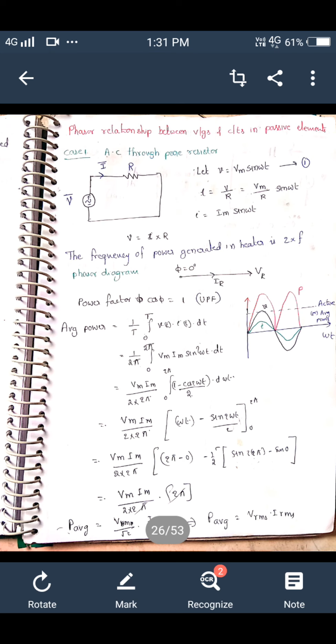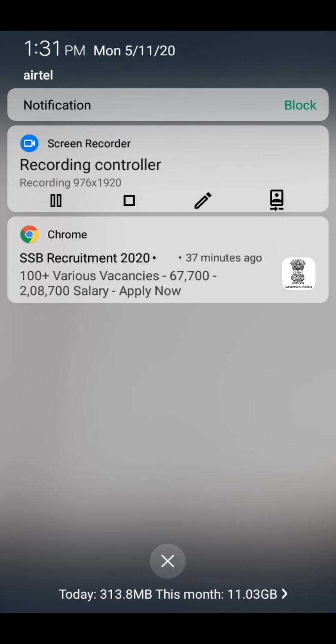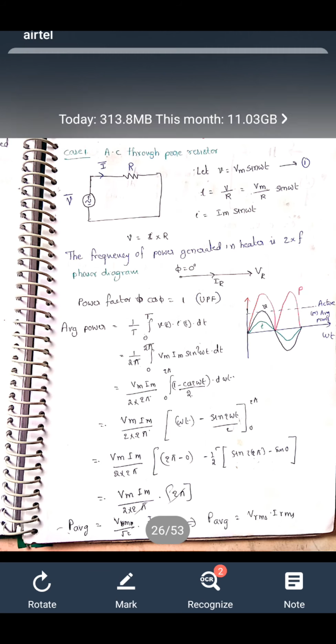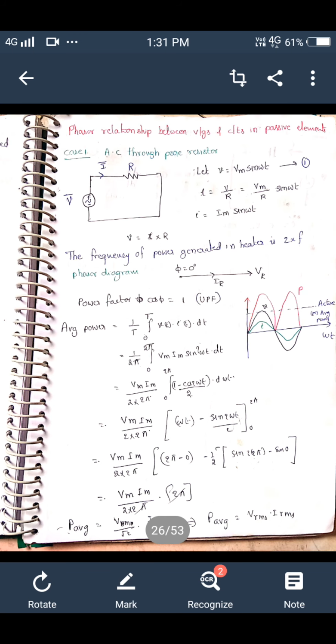First case, we'll see AC through a pure resistor. If an AC signal is applied to the pure resistor, what is the power, what is the current, and what is the voltage across the resistor.